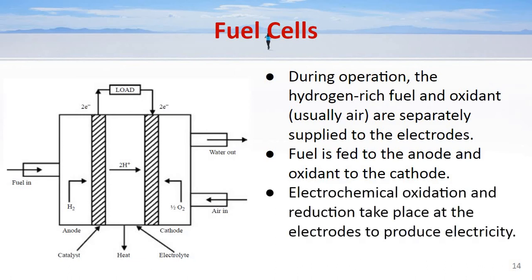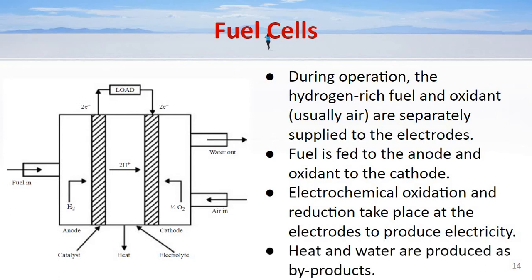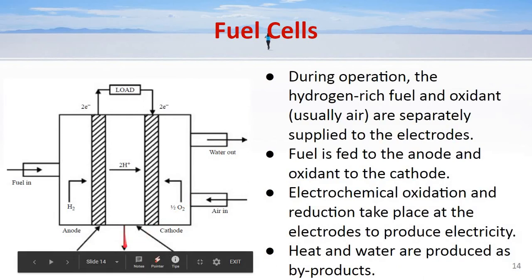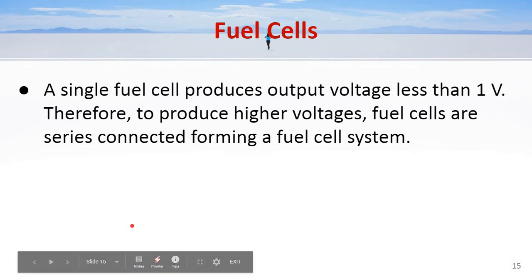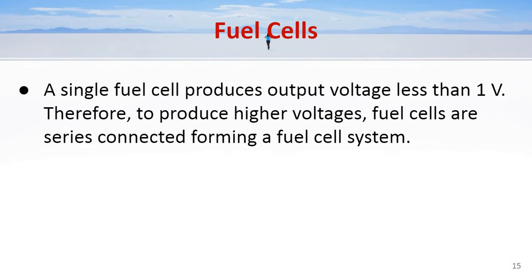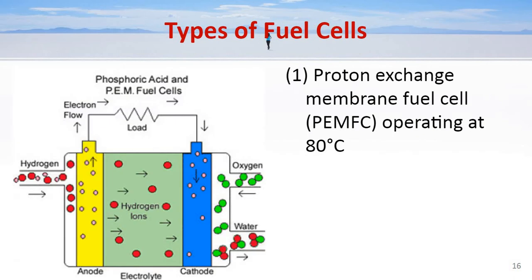Electrochemical oxidation and reduction takes place at the electrodes, just like in a battery, to produce electricity. Heat and water are produced as byproducts. So water comes out and also heat comes out. These are the two byproducts. Now a single fuel cell can supply a voltage less than 1 volt, so you need to connect many fuel cells in series to get a higher voltage. Let us see different types of fuel cells.